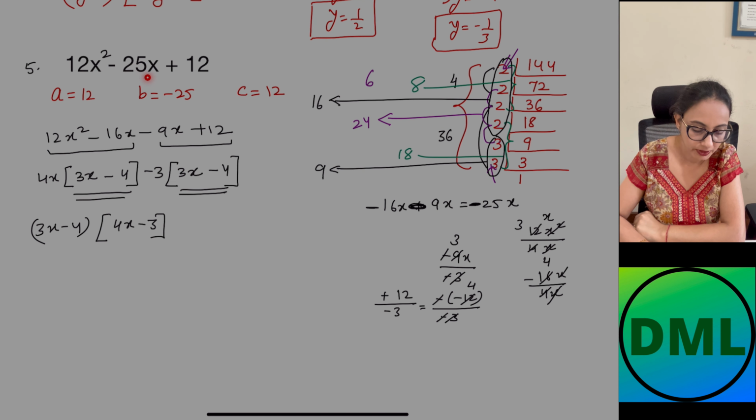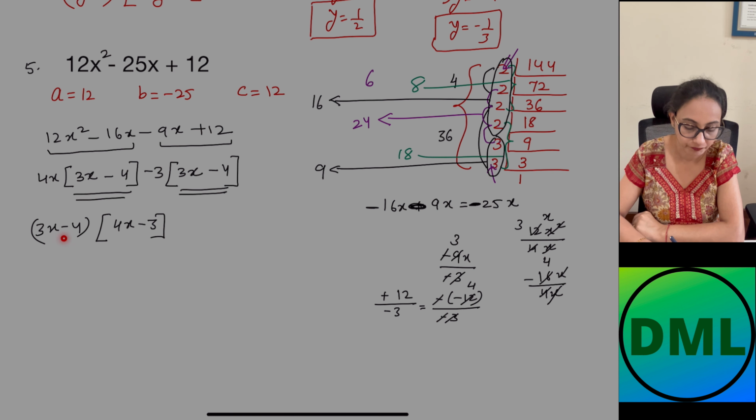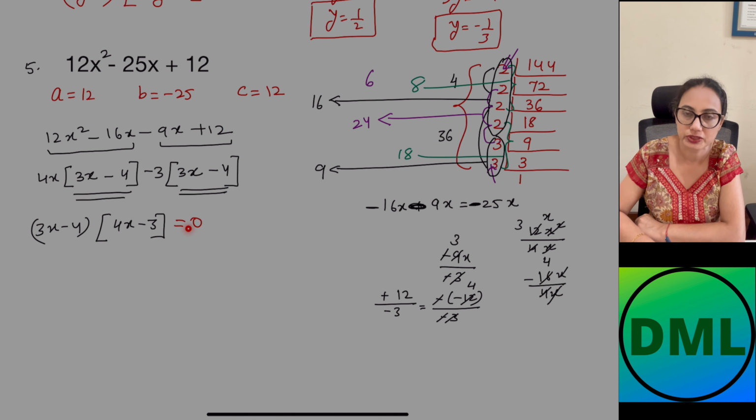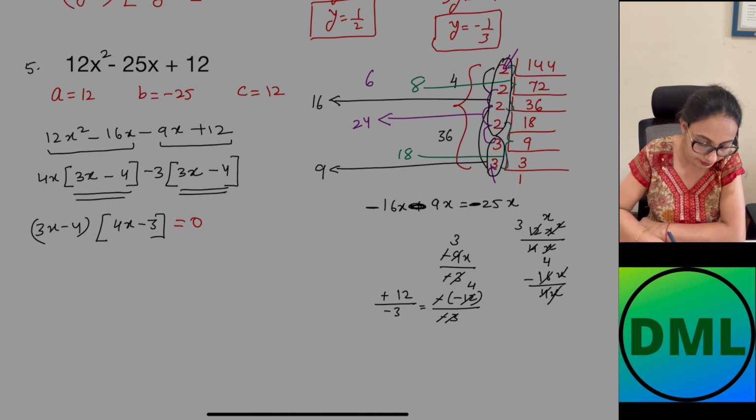12x square minus 25x plus 12. We need to find out the zeros of the polynomial, so we have to factorize it and we have to reach here. If we have to find out the zeros of the polynomial, you have to put this equal to 0. Two brackets individually are equal to 0. That means either this is equal to 0 or this is equal to 0. Let's try for both of them.